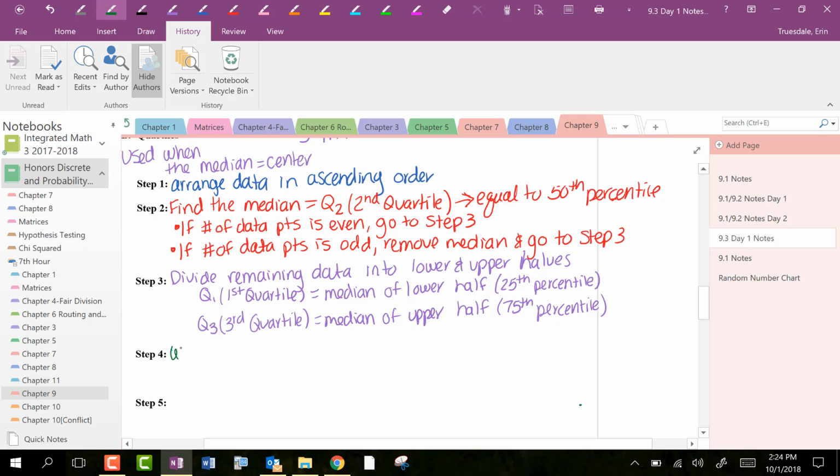Okay, step 4 is very important. We're going to write the 5-number summary. Five numbers: you have the min, then you have quartile 1, then you have the median, then you have quartile 3, and then you have the max. Those are your 5 numbers.